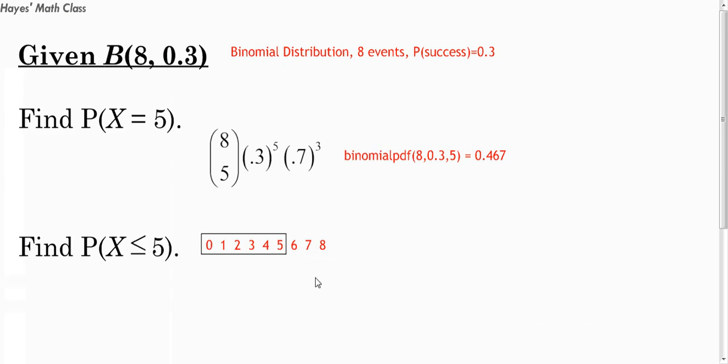So let's type that out here. The binomial CDF of 8, comma, 0.3, comma, 5 is equal to 0.988.